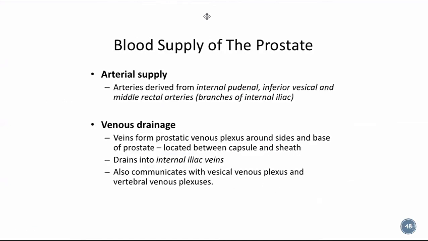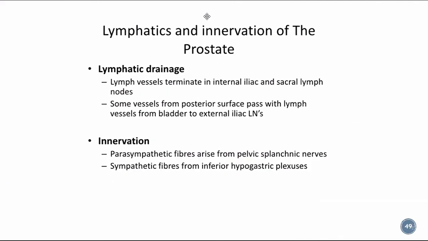Blood supply of the prostate comes from the internal pudendal, the inferior vesical, and the middle rectal arteries, and venous drainage is directly into the internal iliac veins. Lymphatic drainage of the prostate is into the internal iliac and sacral lymph nodes. Innervation: parasympathetic fibers from the pelvic splanchnic nerves, and sympathetic fibers from the inferior hypogastric plexuses.